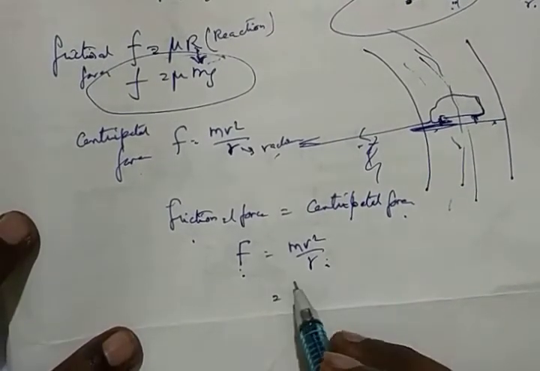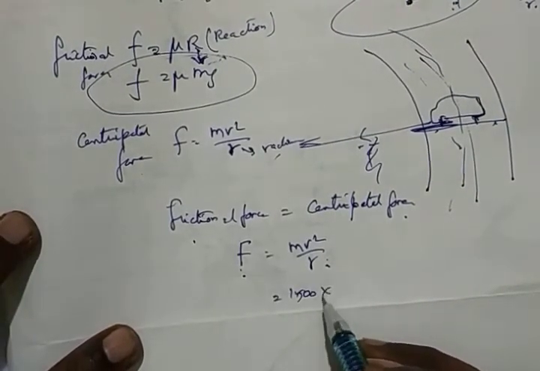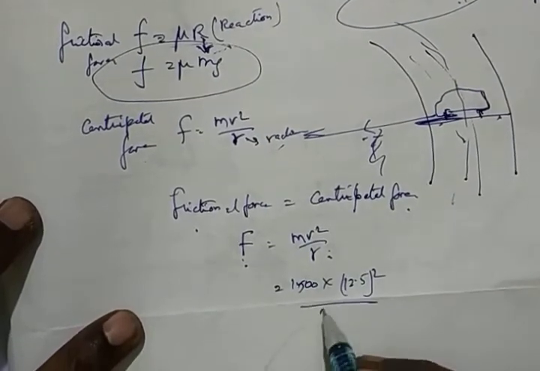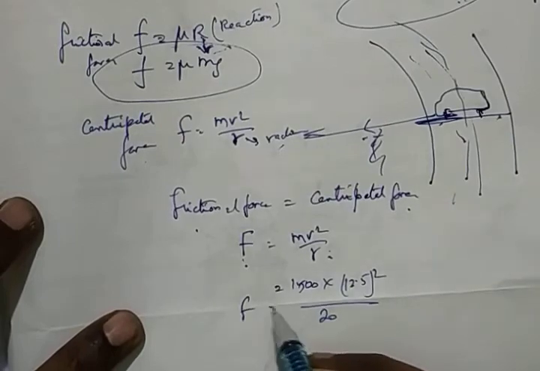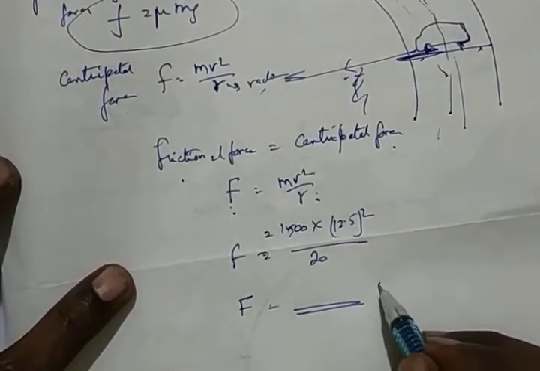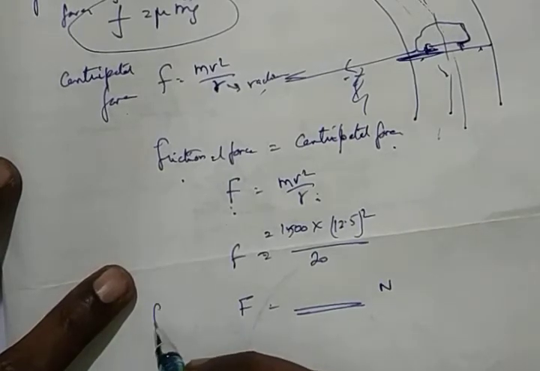So what are the parameters? 1500 into velocity 12.5, the whole squared, divided by 20, and you will get the value here. The value of force that we get is the frictional force.